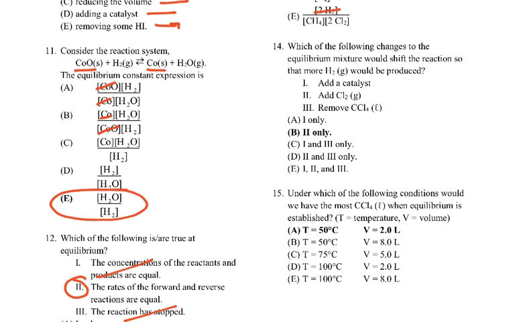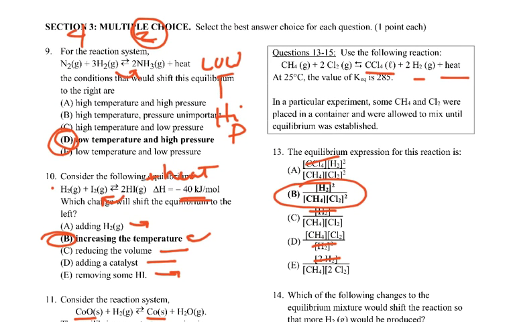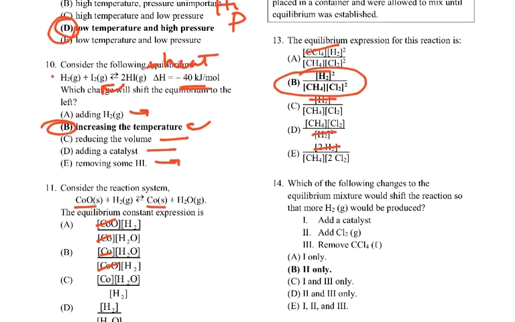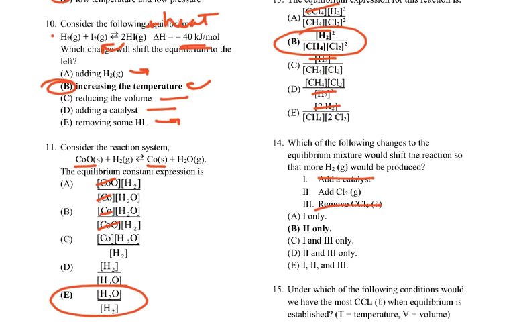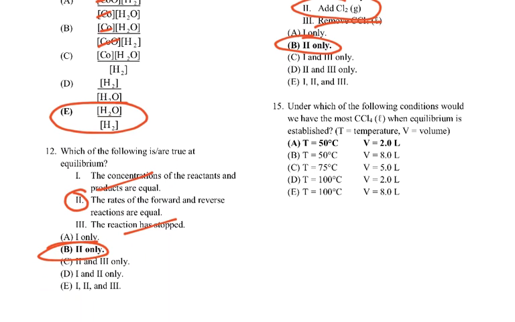For 14, which of the following changes to the equilibrium mixture would shift the reaction so more H2 would be produced? Okay, back to the equation. H2 is on the right, so we will say we want this to shift to the right. So we're going to say, okay, if we add more catalyst, that's not going to shift anything. If we remove a liquid, that doesn't shift anything. So if anything is going to work, it's going to be adding Cl2, and that would work. That's on the left. It's going to shift it to the right. So if we add a reactant, it would be B only. Okay, the other two we can take out. Catalysts don't change, and changing liquids doesn't change.